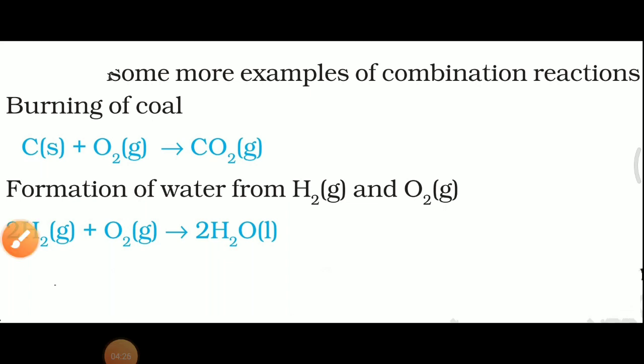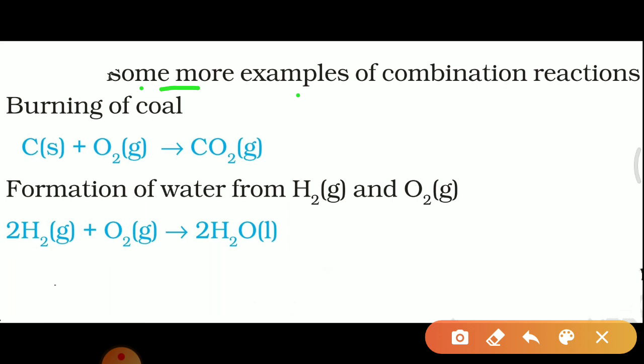Let us discuss some more examples of combination reactions. First, burning of coal. Coal is carbon which is in the solid state, and when it is burned it reacts with oxygen, O2, which is in the gaseous state, and they both combine and form carbon dioxide, CO2, in the gaseous state. Here carbon and oxygen are combining and making a new substance, carbon dioxide. That's why it is a combination reaction.